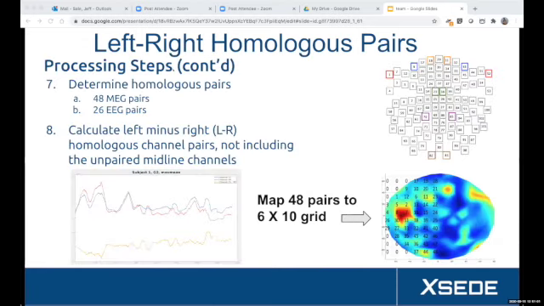Okay, but one of our main focuses is the relative dominance of the left versus the right hemisphere, and that was the reason for creating the left minus right homologous pairs. So this slide reviews that process that Mona had already explained. And in the lower right is a schematic of constructing a 6x10 grid with the remaining 48 pairs of homologous pairs. And this 6x10 grid can also serve as a cross-section for 3D spatio-temporal isosurfaces.